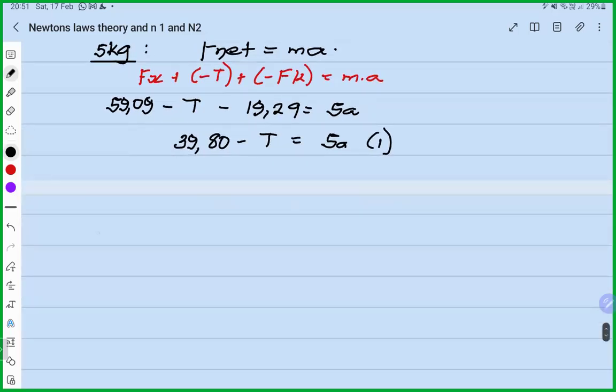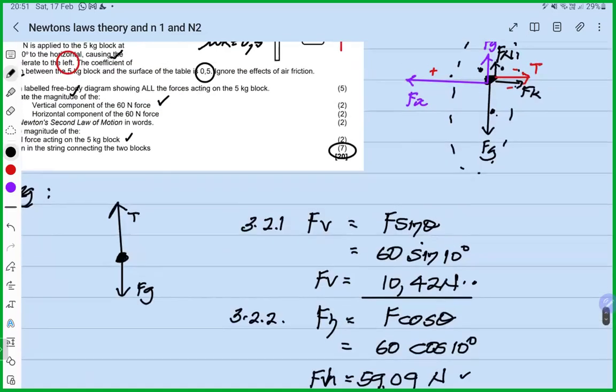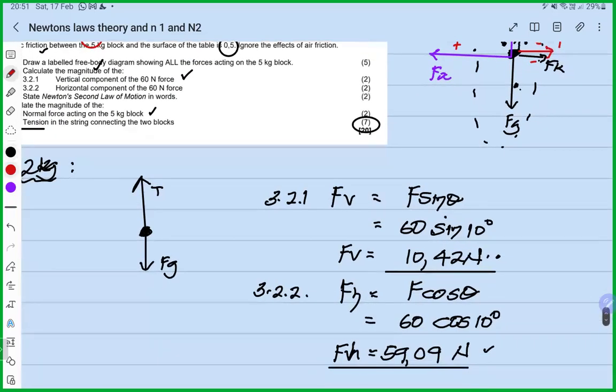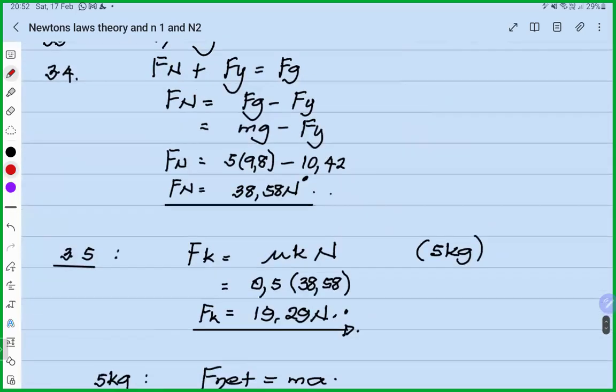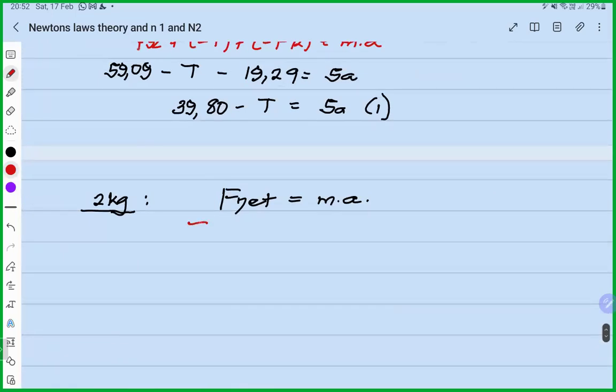Then I go to the other mass, which was the 2 kilogram, and I do F net equals MA again. This time, remember, the 2 kilogram is not accelerating downwards. The 2 kilogram is accelerating upwards. So the tension will be a positive force, and the gravitational force will be negative here. So it's going to be T plus minus Fg is equal to MA.